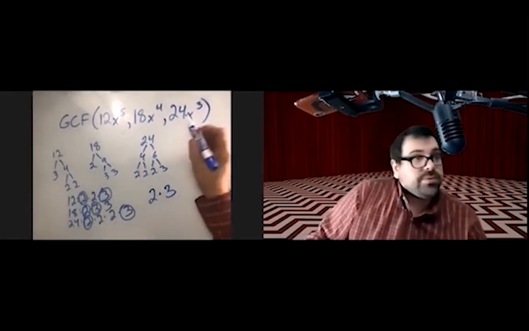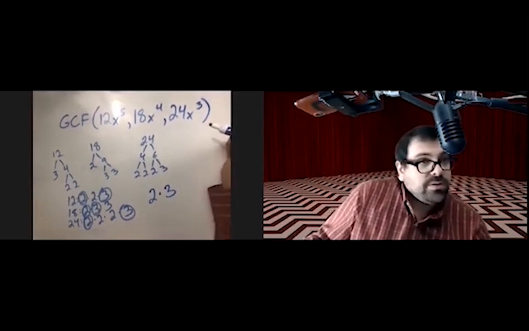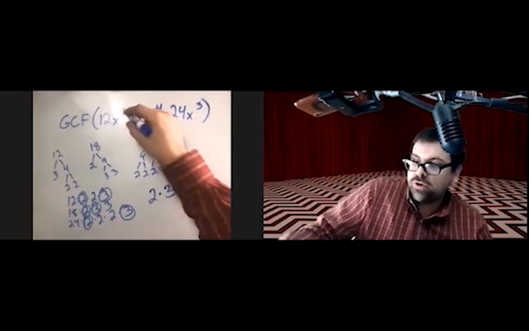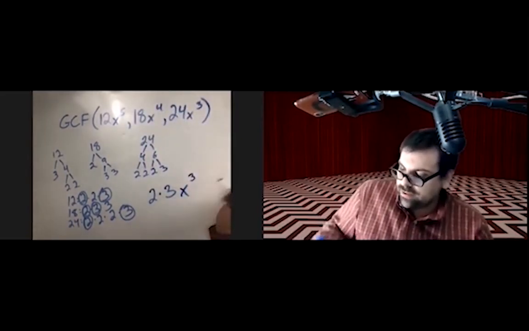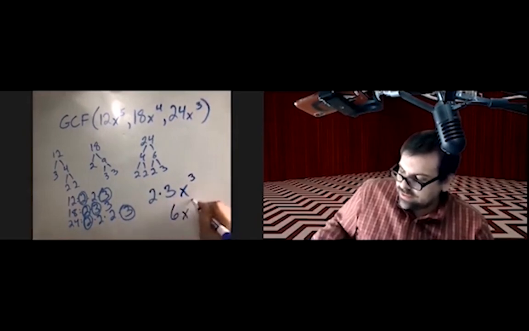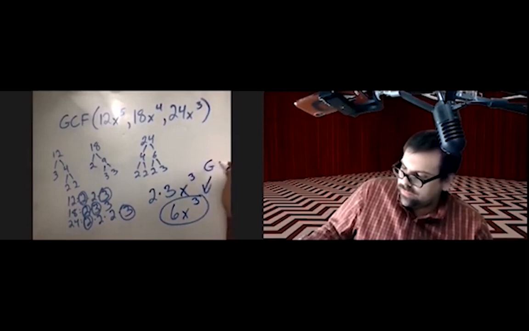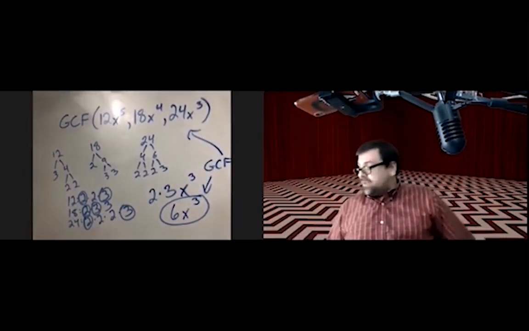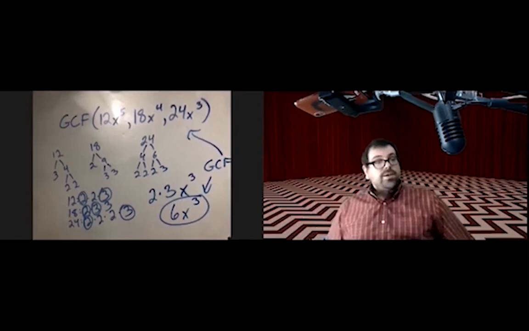What about the variables? X to the 5th, x to the 4th, x cubed. They all have x's. The lowest power shown, 5, 4, and 3, is 3. 2 times 3 is 6, so 6x cubed would be the GCF of 12x to the 5th, 18x to the 4th, and 24x cubed.